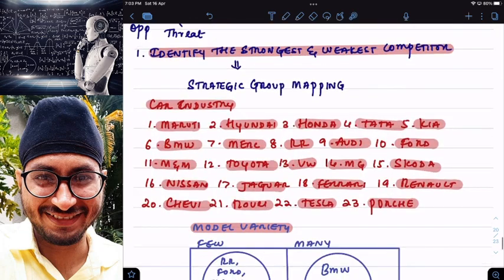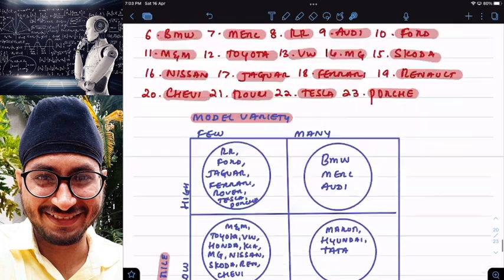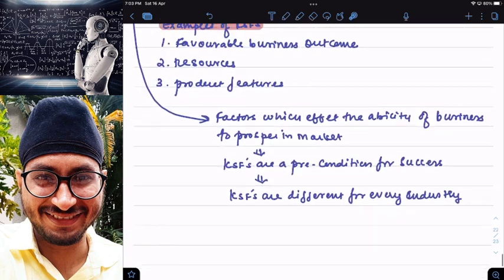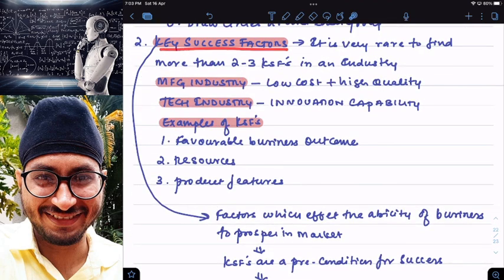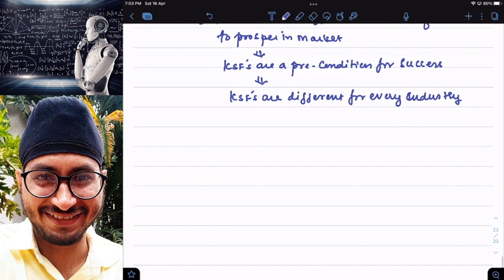Factor number 1 was identifying the strongest and weakest competitors. Factor number 2, key success factors. Factor number 3, dominant economic forces of an industry. Clear? Dominant economic forces of an industry.